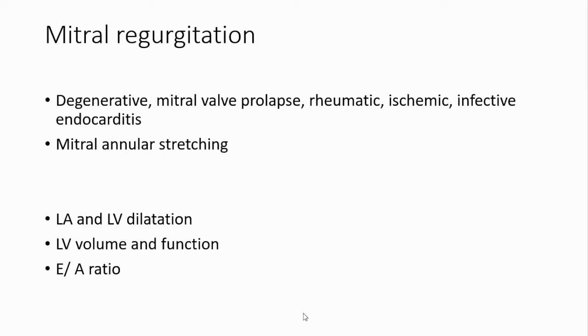Also, cardiac MR can be used to calculate the E by A ratio. In such cases, the phase contrast imaging acquired across the mitral valve can be used to give the E by A ratio, which is the ratio of peak velocity due to left ventricular relaxation in early diastole, which is the E wave, to the peak velocity due to atrial contraction in late diastole, which is the A wave. E by A ratio with deceleration time obtained helps to determine the phase of diastolic dysfunction in these patients.